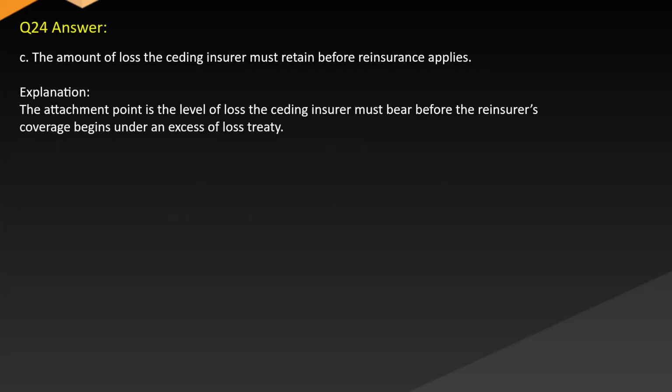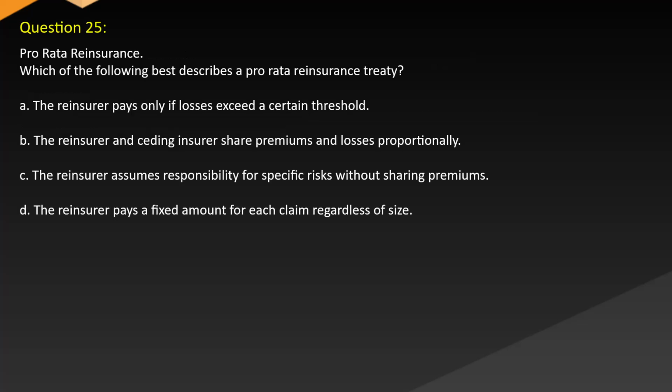Answer: C. The amount of loss the ceding insurer must retain before reinsurance applies. Explanation: the attachment point is the level of loss the ceding insurer must bear before the reinsurer's coverage begins under an excessive loss treaty. Question 25. Pro rata reinsurance. Which of the following best describes a pro rata reinsurance treaty? A. The reinsurer pays only if losses exceed a certain threshold. B. The reinsurer and ceding insurer share premiums and losses proportionally.